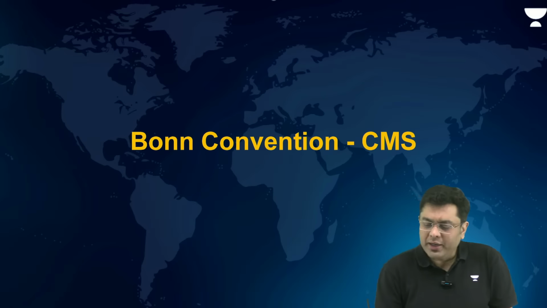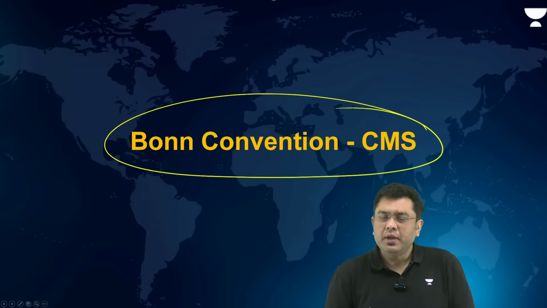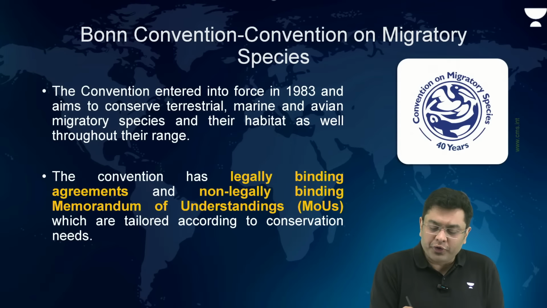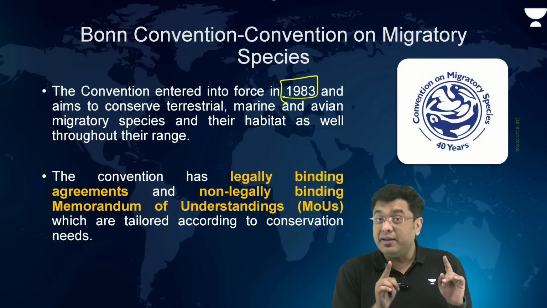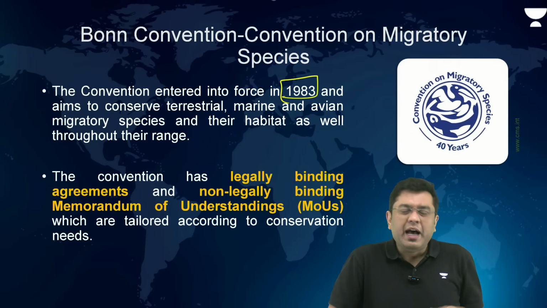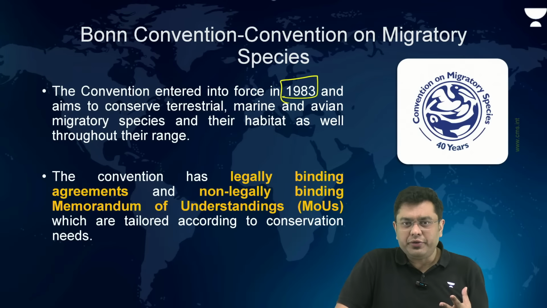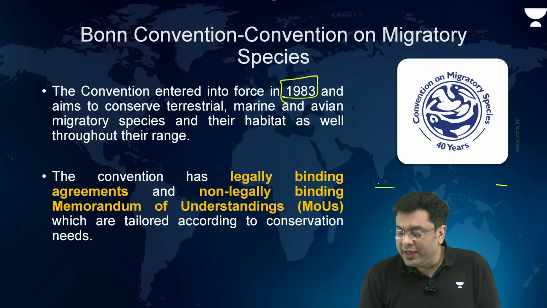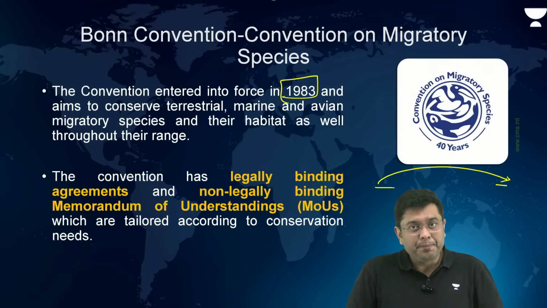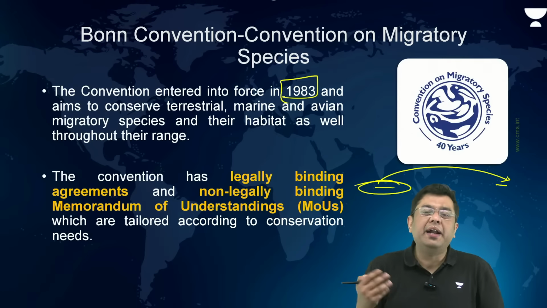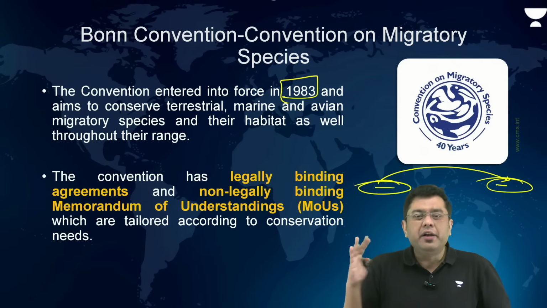Now, the Bonn Convention or CMS. It entered into force in 1983. It was signed in 1979 itself. This is about migratory species. How do you conserve migratory species? Let's suppose you consider a particular bird which migrates during the winter from Central Asia to India. Now, if you protect the bird in Central Asia, but in India its habitat is destroyed, then the migratory species will die.